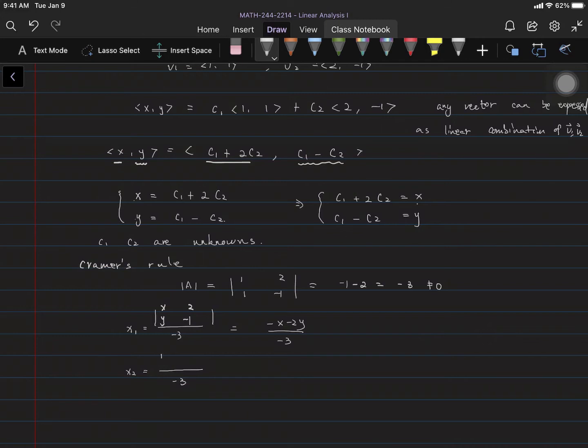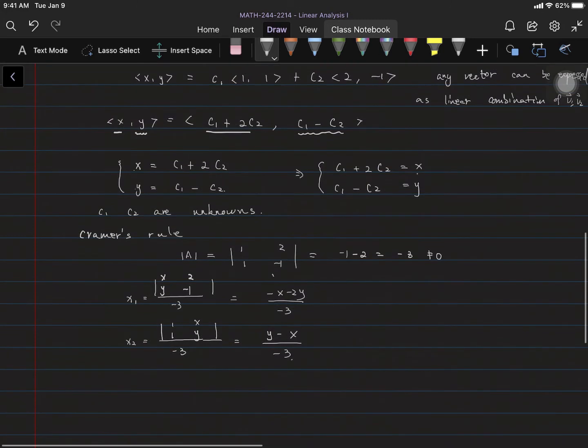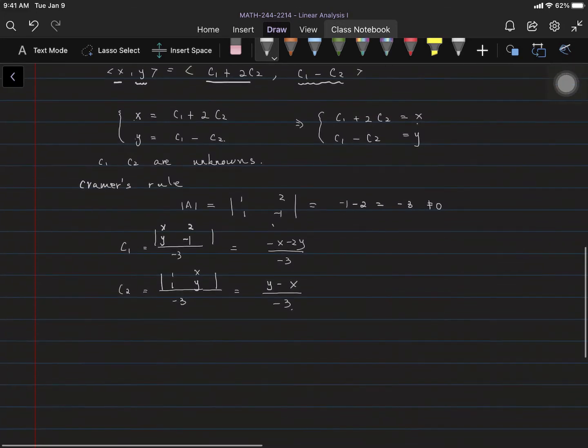And for the x2, which is the B2 determinant, what is B2? B2 will replace the second column by B, right? Second column replaced by x and y, so it should be y minus x over -3. Sorry, it's not x1, x2. It should be c1, c2 because c1, c2 are unknowns. They are the two solutions. So in this case, that means for any x and y, c1, c2 exist. We can find the linear combination. So v1, v2 spans R2.